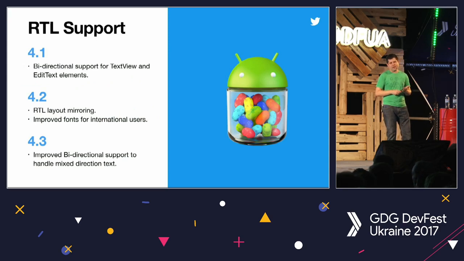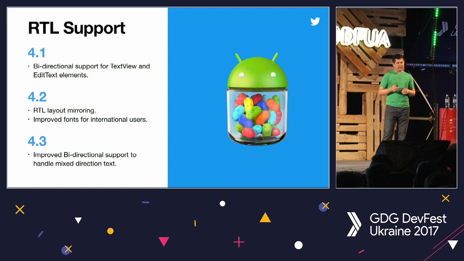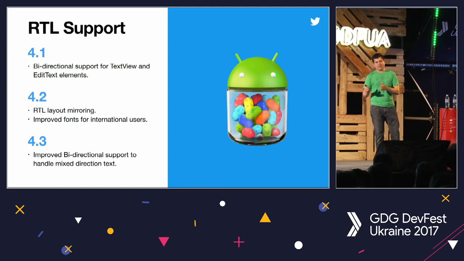In Android 4.1, they added bidirectional text support for TextView. The TextView will automatically detect the language and decide whether to display things left to right or right to left. But it wasn't very smart. It would just look at the first character, decide if it's RTL, and shift things accordingly. In 4.2, you got layout mirroring and some better fonts. Then in 4.3, they improved bidirectional support and included some heuristics. So if you have mixed content, like Arabic and English, you can apply various heuristics, and it'll decide whether to display your content right to left or left to right.